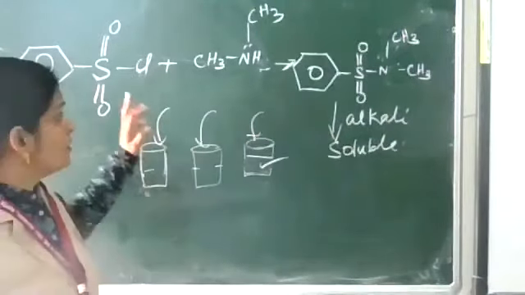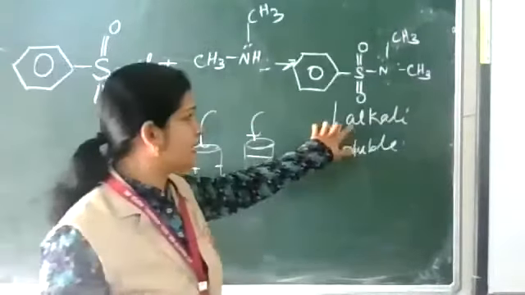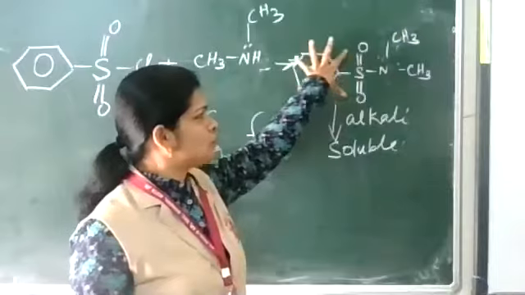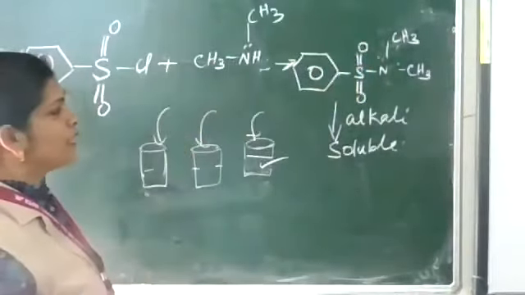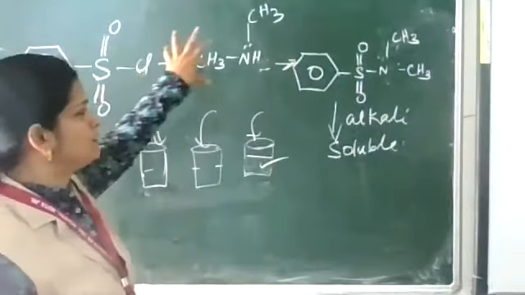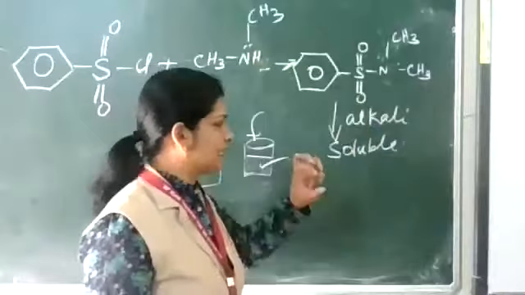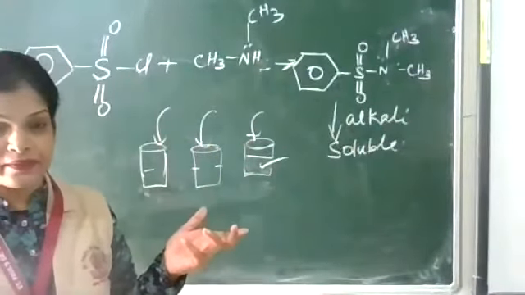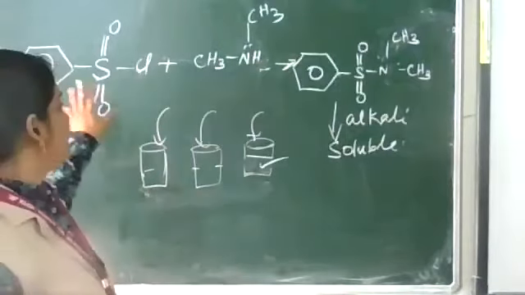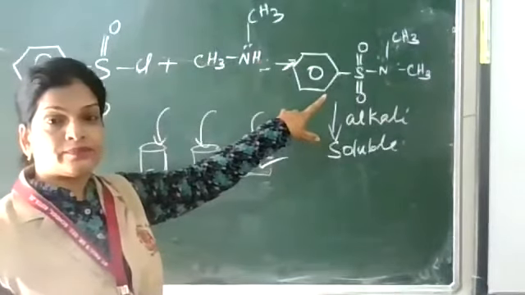This is produced on its own; you don't have to add it. What you are doing is adding benzene sulfonyl chloride and the substance under investigation, followed by alkali. If it is insoluble, then it is secondary. With primary, you get only one phase, only one compound.